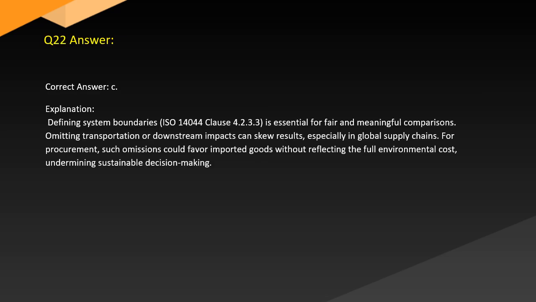Answer. Correct answer: C. Explanation. Defining system boundaries, ISO 14044 Clause 4.2.3.3, is essential for fair and meaningful comparisons. Omitting transportation or downstream impacts can skew results, especially in global supply chains. For procurement, such omissions could favor imported goods without reflecting the full environmental cost, undermining sustainable decision-making.